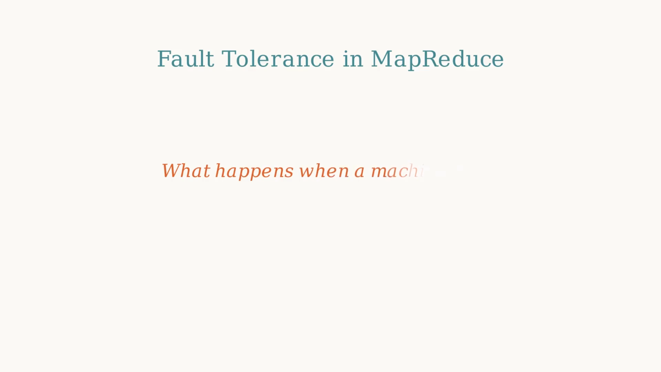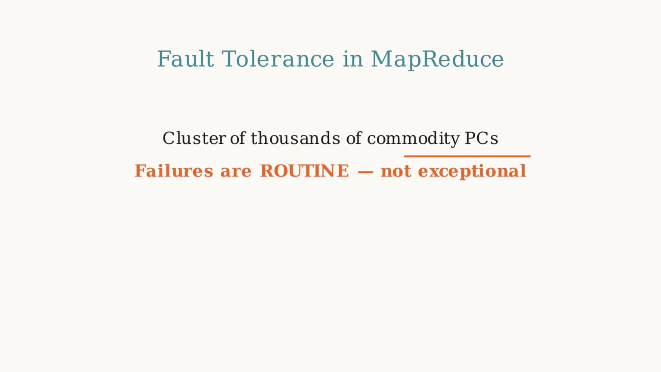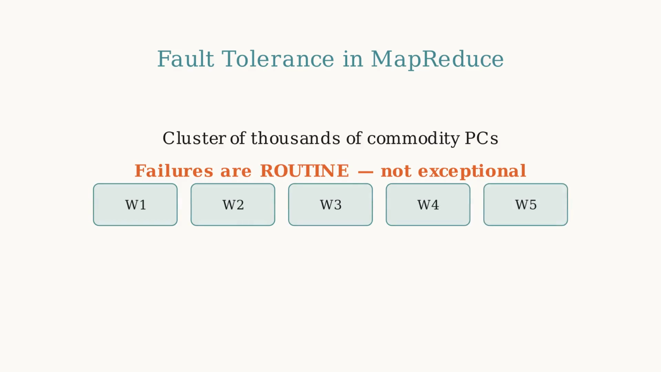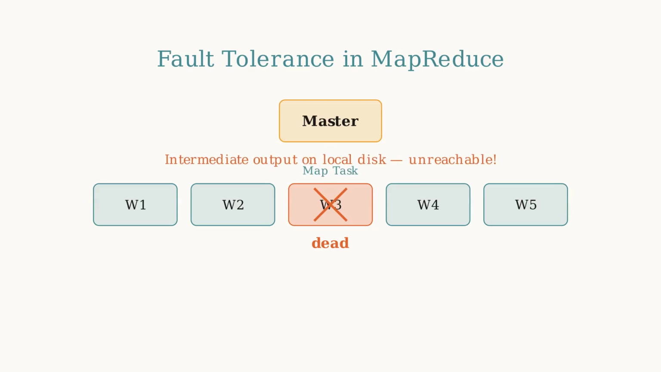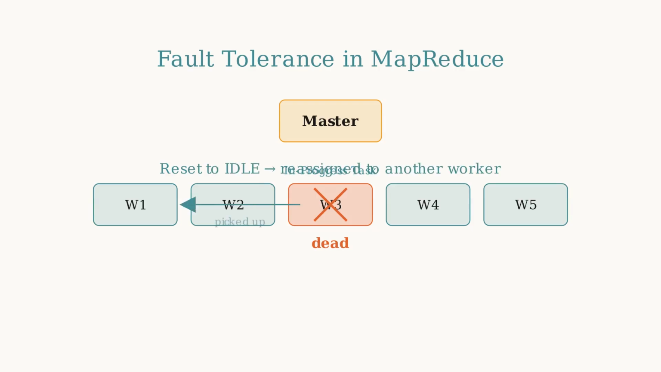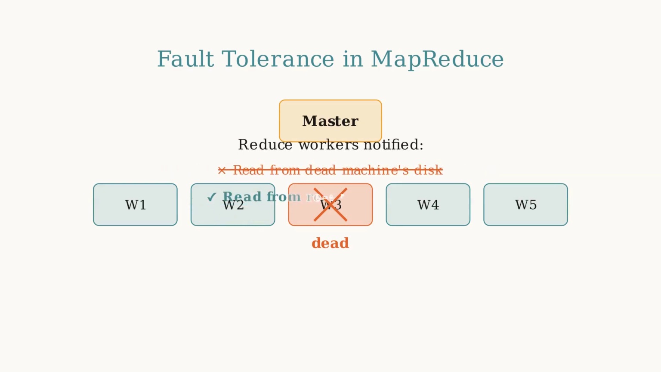Now the critical question, what happens when a machine dies? In a cluster of thousands of commodity PCs, failures aren't rare events, they're routine. The master pings every worker on a regular heartbeat. If a worker stops responding, the master marks it dead and reassigns its tasks. Any map task that was completed on the dead machine has to be rerun, because its intermediate output lived on that machine's local disk and is now unreachable. Any in-progress task on the dead worker is reset to idle and picked up by someone else. Reduce workers that were about to read from the dead machine are notified to read from the re-execution instead.